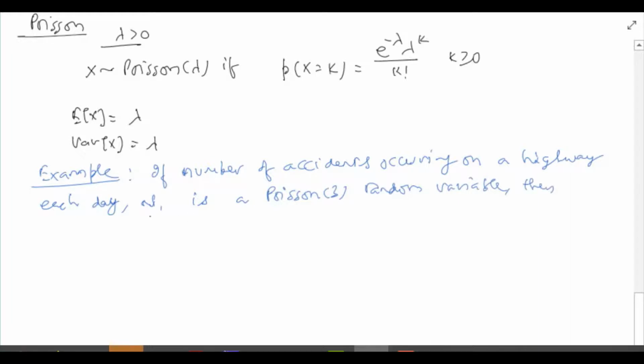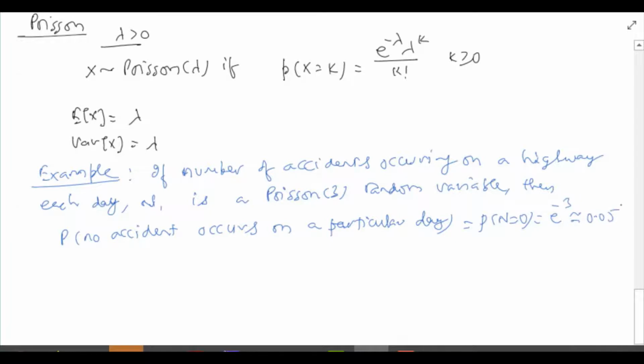then the probability that no accident occurs on a particular day, that is probability that N will be 0, according to the PMF given above, would be e raised to minus 3, which is roughly 0.05.